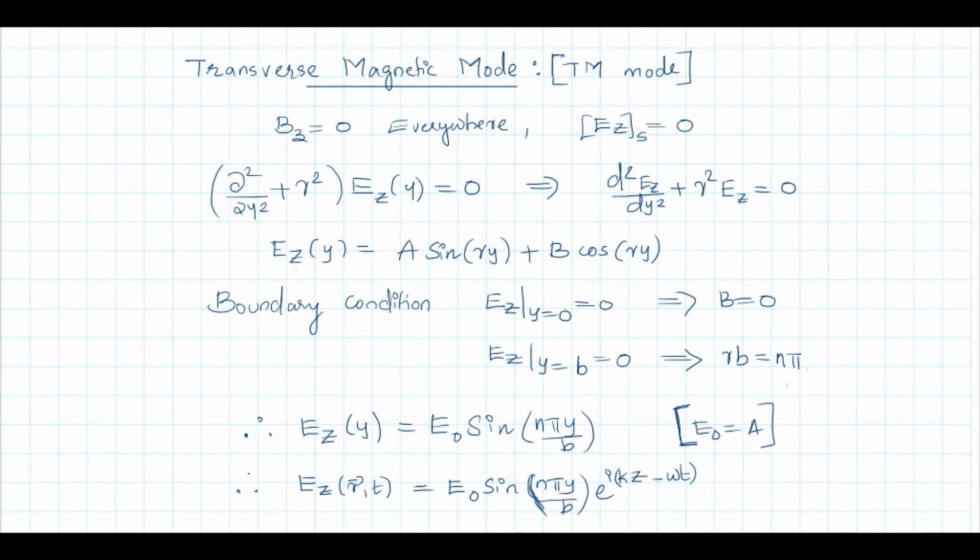So the z component of the electric field has only y dependence and z dependence. The z dependence we already assumed is sinusoidal. The time dependence is already assumed to be sinusoidal, and this part we solved, this wave equation, and using the boundary conditions we obtained a solution like this.